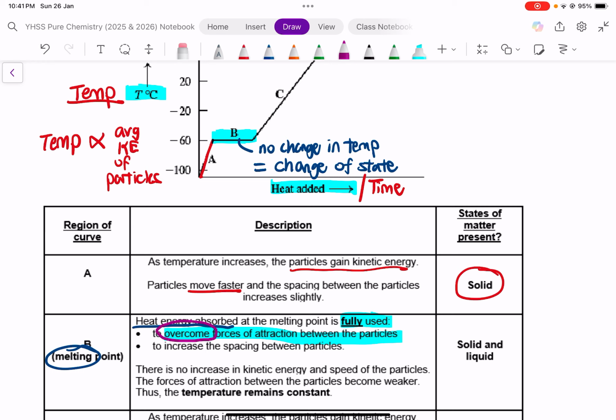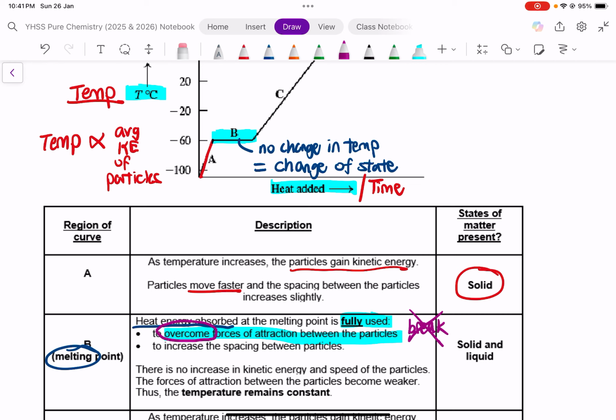Now take note, we use the word overcome. We will never say break. Break is a wrong word to be used because break implies that the forces of attraction are totally gone. But that is not true at all. There will still be forces of attraction between particles in liquids and gases, just that they get weaker and weaker. Hence, break is a wrong word to be used with forces of attraction. Never ever use the word break. We are referring to overcoming the forces of attraction between the particles.